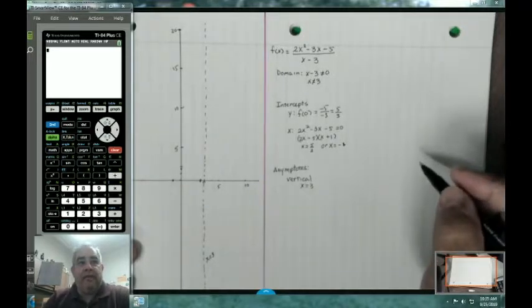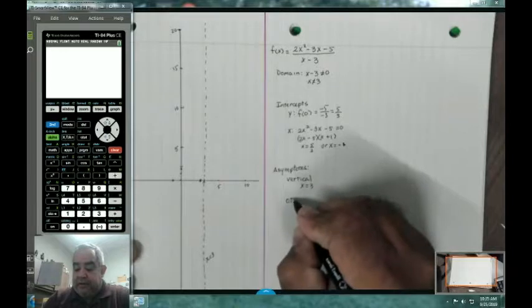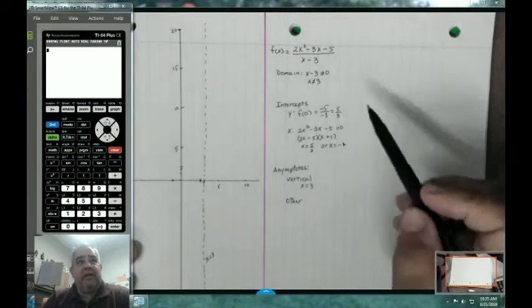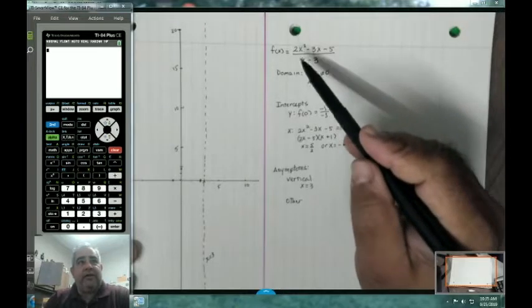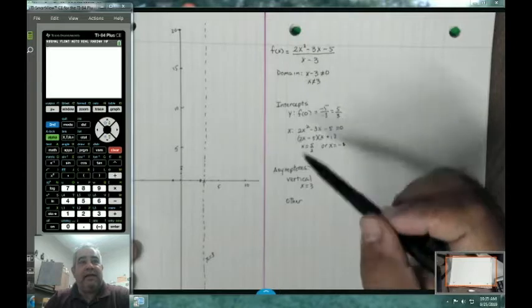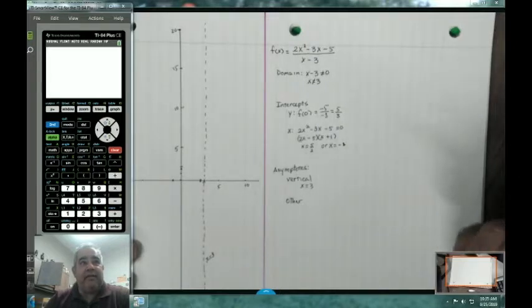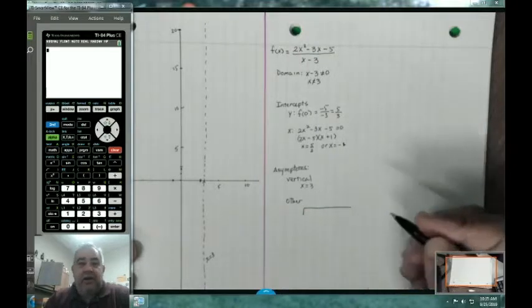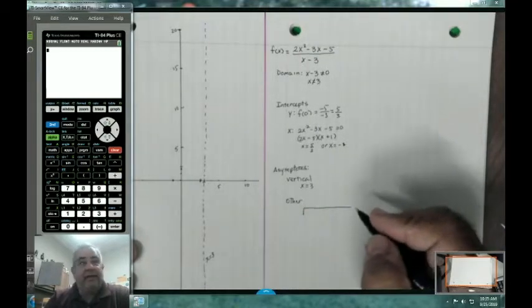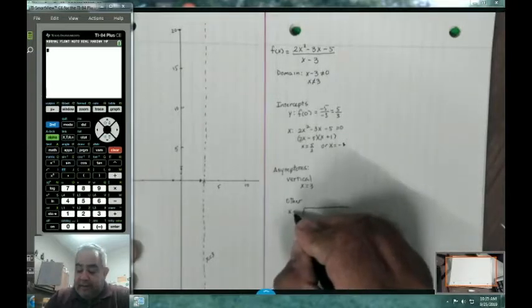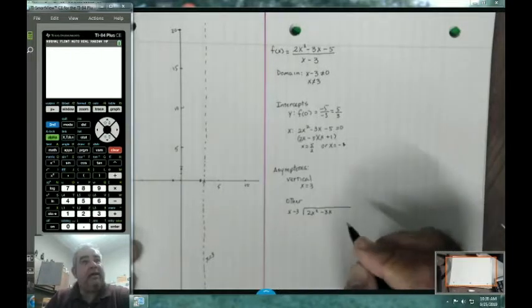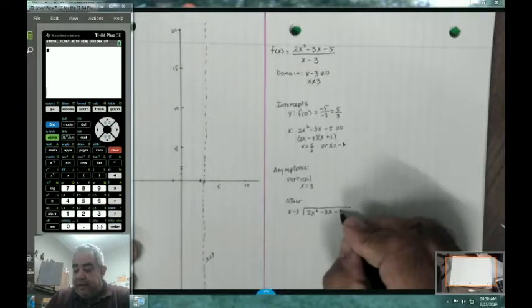Now, for the other asymptotes, either horizontal, oblique, or functional, we're going to have to perform the division. We know that it's not horizontal because the degree of the top is bigger than the degree of the bottom. So I'm going to go ahead and divide, and I'm going to use long division, even though synthetic division would work just as easy here. I'm going to take x minus 3 here, and 2x squared minus 3x minus 5. Put it in there.